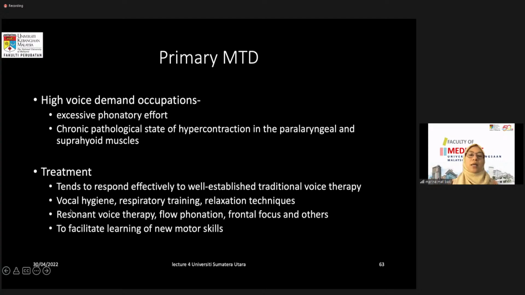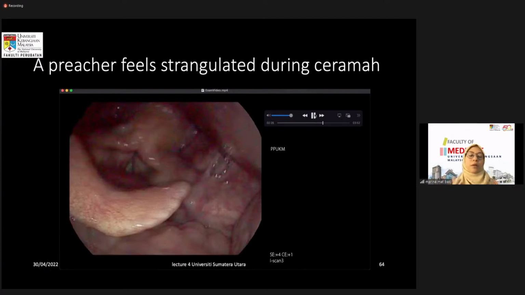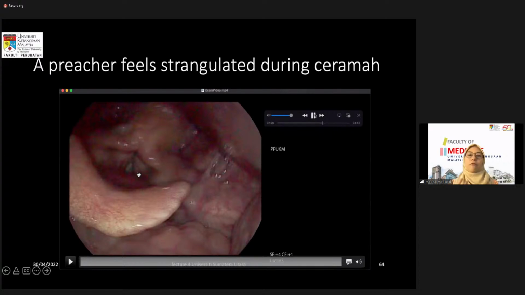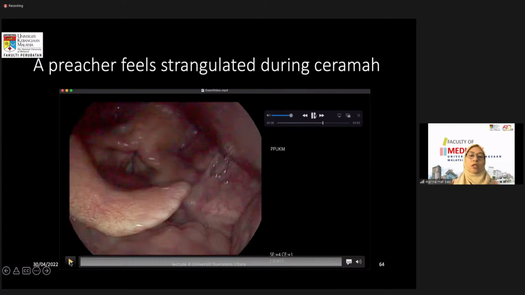And the treatment tends to respond effectively to voice therapy. Tell the patient about vocal hygiene, do some relaxation techniques which can be taught by our speech language pathologist, and this treatment would be effective in primary muscle tension dysphonia. I give an example, a preacher who preaches a lot, gives religious talks a lot, and he described he feels that his voice becomes strangulated during speech, during the ceramah, during a religious talk.